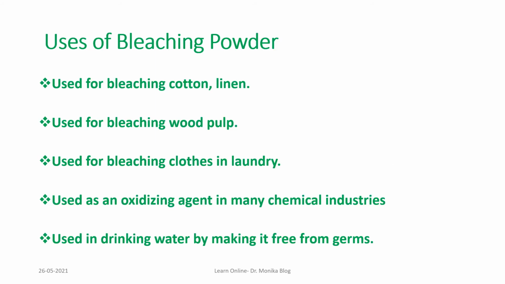Now what are the different uses of bleaching powder? Bleaching powder is used for a number of purposes. It is used in textile industries for bleaching cotton and linen. It is used for bleaching wood pulp. It is also used for bleaching washed clothes in laundry. Also, it is used as an oxidizing agent in various chemical industries. And it is used in drinking water to make it free from germs. So, bleaching powder has a number of uses.